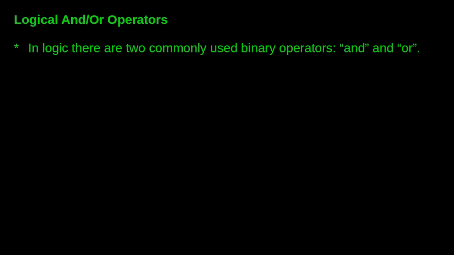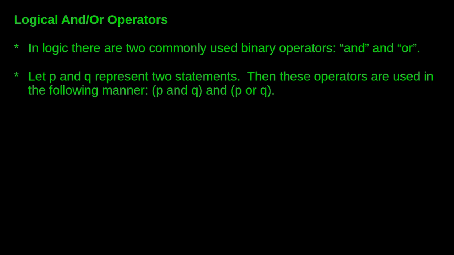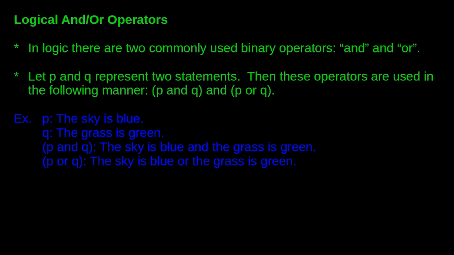So now let's talk about logical and and or operators. In logic, there are two commonly used binary operators, and and or. Let P and Q represent two statements. Then these operators are used in the following manner: P and Q, and P or Q. For example, P is the sky is blue, and Q is the grass is green. Then P and Q would be the sky is blue and the grass is green. P or Q would be the sky is blue or the grass is green.